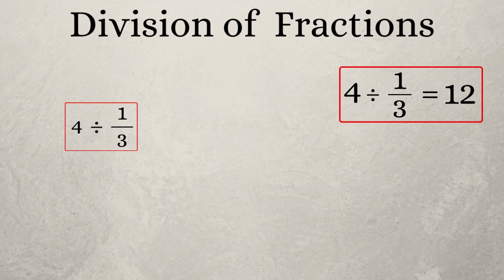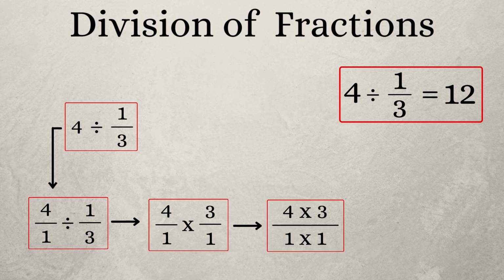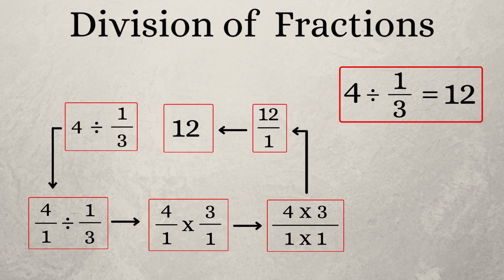Coming back to our example, 4 divided by 1 by 3 can be written as 4 by 1 divided by 1 by 3. Now keep the first fraction as it is, change the division into multiplication, and then find the reciprocal of the second fraction, which gives us 4 by 1 into 3 by 1. Now we multiply the numerators and the denominators. 4 into 3 by 1 into 1. And that is 12 by 1 or simply 12. Thus we get 4 divided by 1 by 3 is equal to 12.